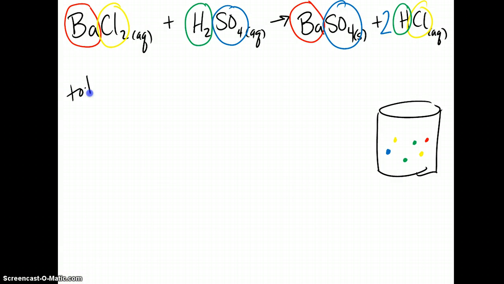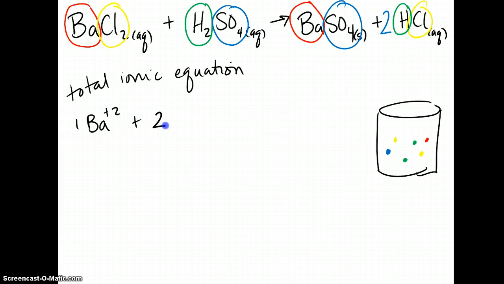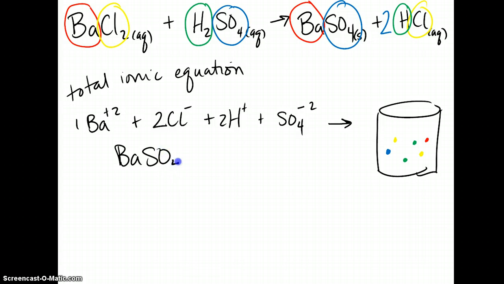So my total ionic equation should look like this. I have 1 barium, I don't need to have that 1 there, that has a +2 charge, plus 2 chlorines. If you take a look, I have those 2 yellow ones, plus 2 hydrogens, which both have a +1 charge, plus 1 sulfate, which has a -2 charge. Okay? And we now know that they are going to make a solid, that BaSO4 is going to be our solid.